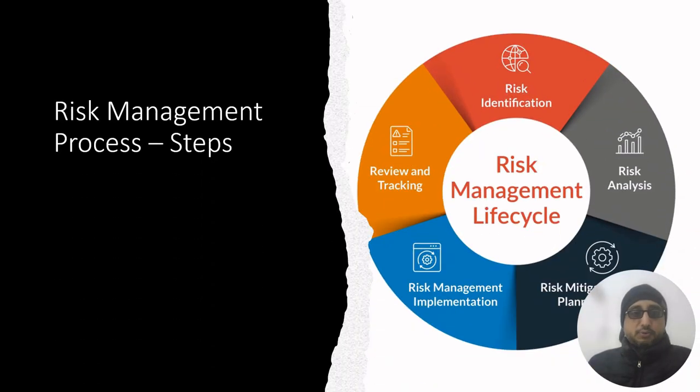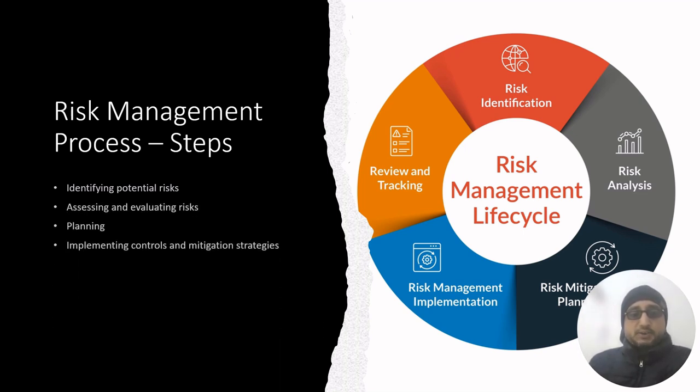Let's look at the steps of the risk management process. There are basically 5 steps: identification of potential hazards and their risk, assessment and evaluation of the risks, planning how to control them, implementation of the controls and mitigation strategies, and continuous monitoring and reviewing.